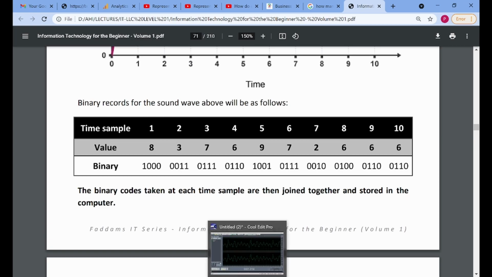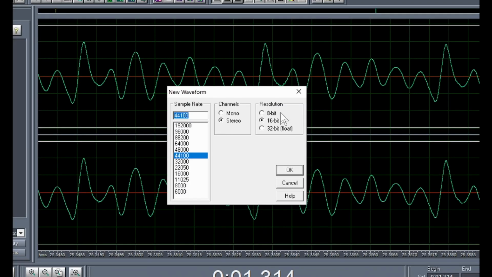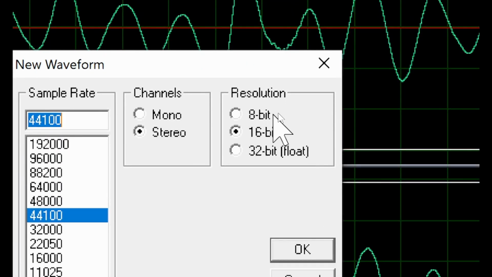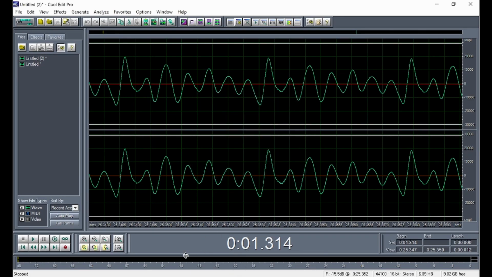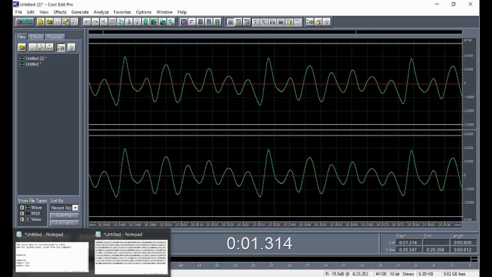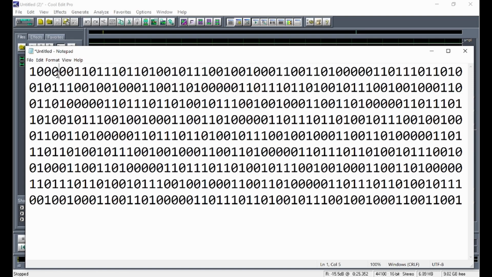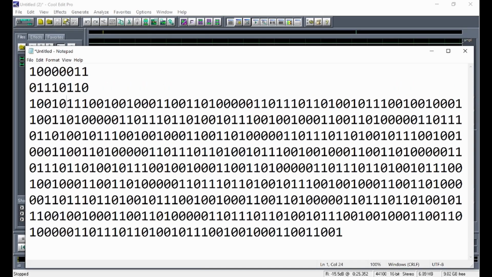You can also record an audio in 8 bits. Please, can you see? You can also record an audio in 8 bits. Let's assume this audio is in 8 bits. So we will take our first 8 bits, 1, 2, 3, 4, 5, 6, 7, 8, space. 1, 2, 3, 4, 5, 6, 7, 8.